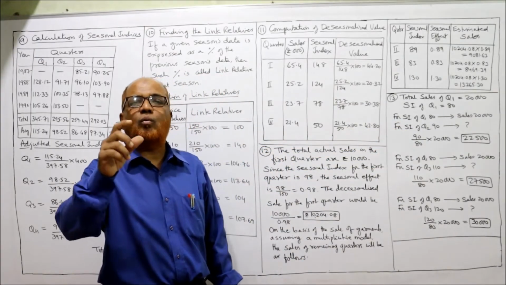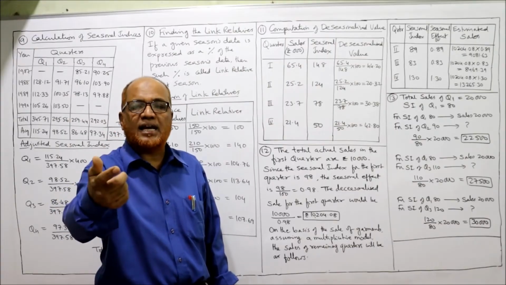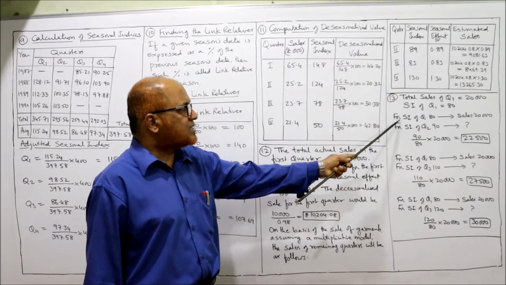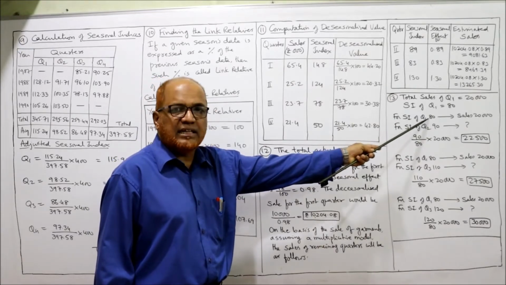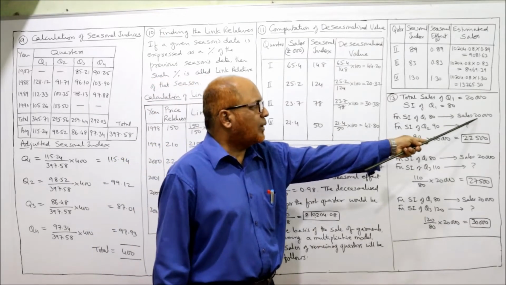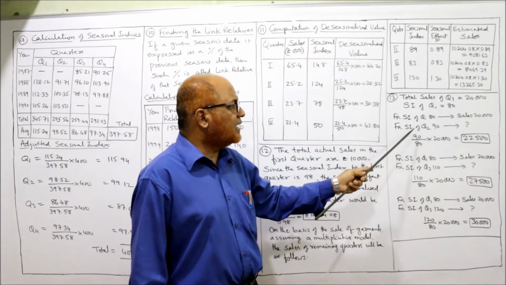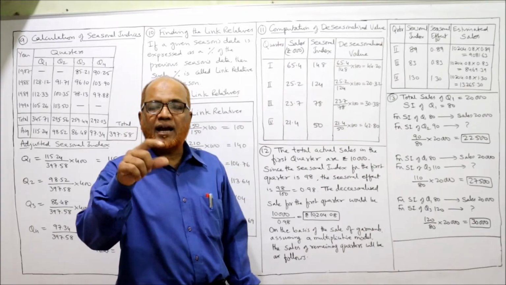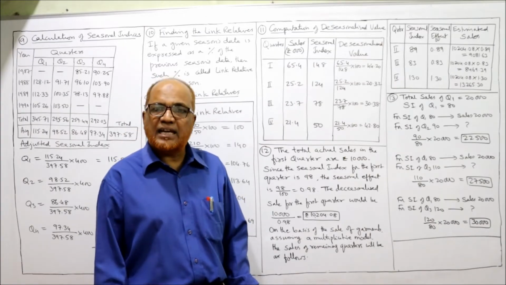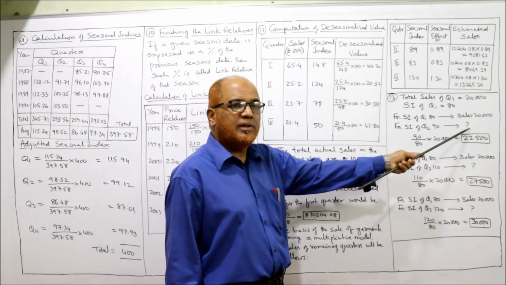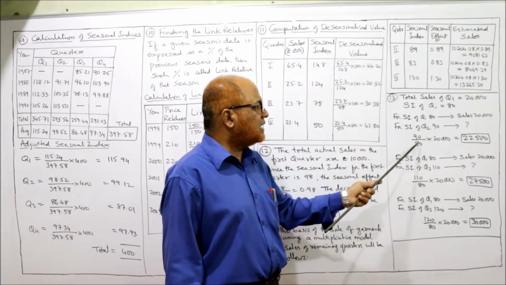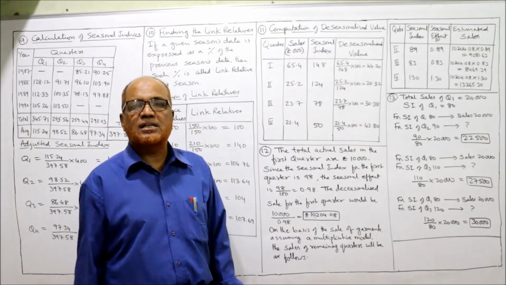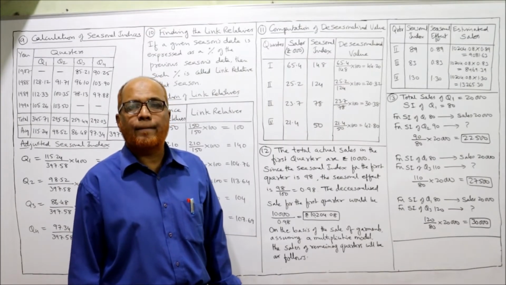Now we want to find out what would be the sales in the second quarter according to seasonal index number. So for seasonal index of quarter 1, 80, the actual sales are 20,000. For seasonal index of quarter 2 is 90. It is given in the problem. So for 90, how much would be the sales? So 90 by 80 into 20,000, 22,500 would be the sales in the second quarter.